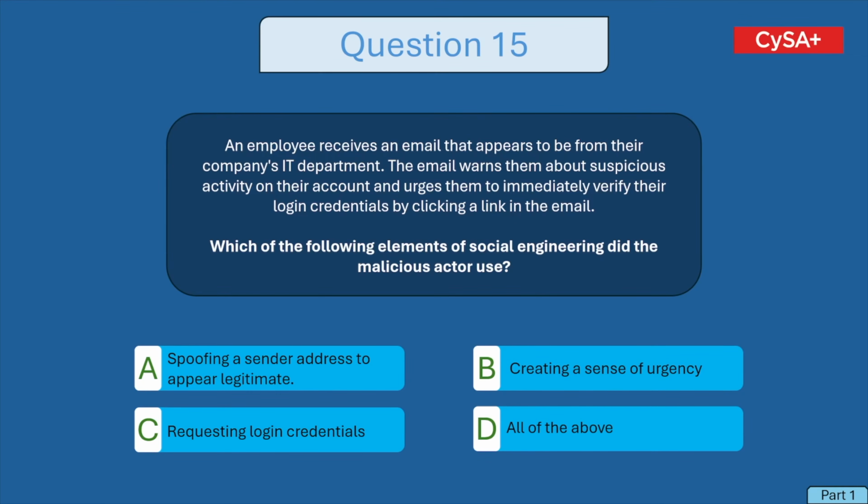spoofing. It says an employee received an email that appears to be from their company's IT department. So this one qualifies. For B, it says urges them to immediately verify their login credentials. That's a sense of urgency. So this one also qualifies. For C, it says verify their login credentials, so it's asking for login credentials. So this one qualifies. So all of the elements are applicable in this scenario. So I'm going to go with D, all of the above.